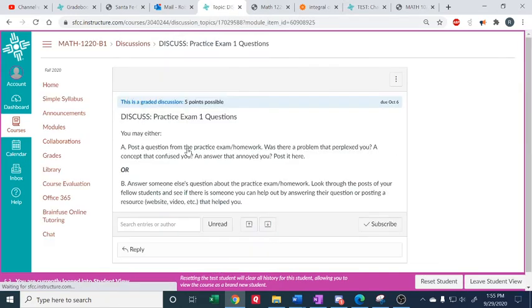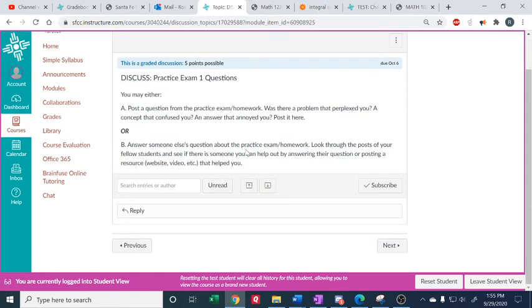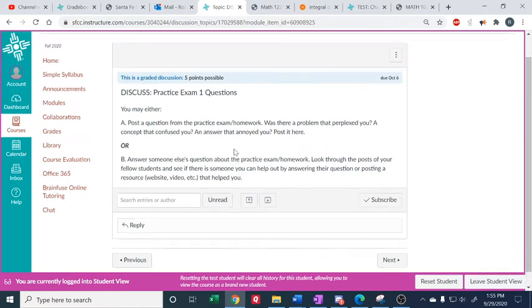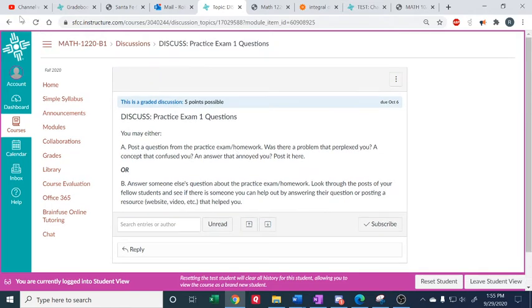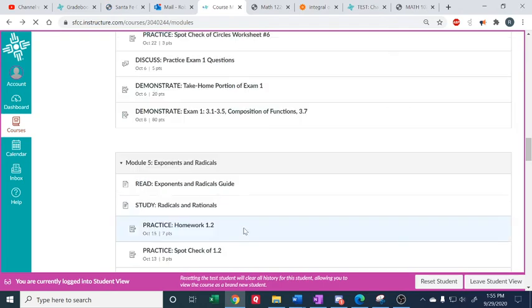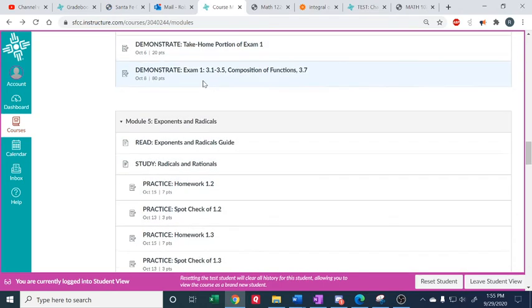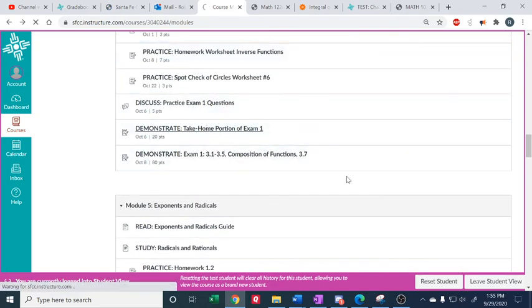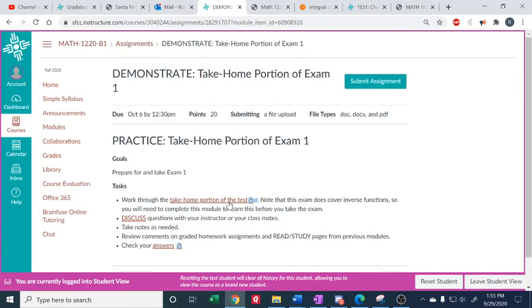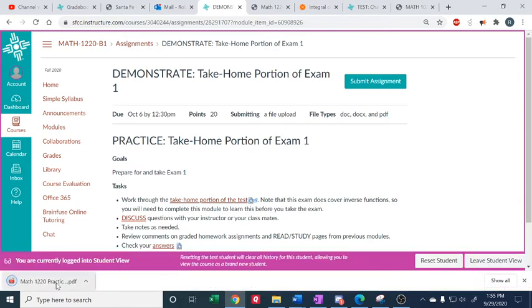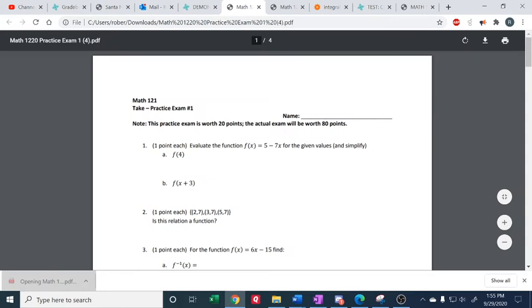And the discussion is worth 5 points. So it's significant that you participate here. Put in a question and answer a question. And the take-home portion of exam 1. So you can click on this and work through the take-home portion, and that's available right away.